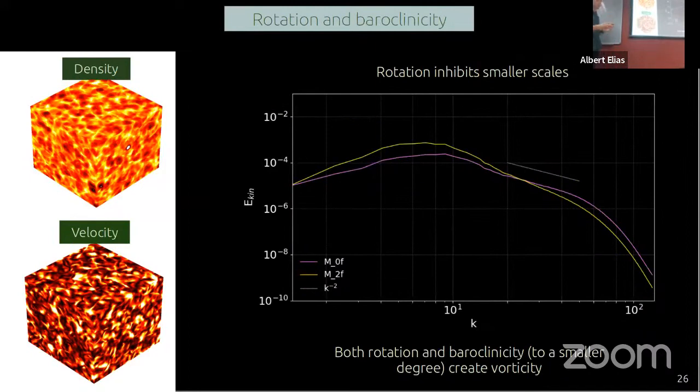And what happens with rotation, for example? With rotation, the yellow one, the slope gets steeper. This means that large scales are a bit enhanced, which is typical for rotation. Rotation normally inhibits smaller scales. When you have rotation, for example, when a planet rotates faster, it's more difficult to have smaller scales, and usually dynamo action is a bit not enhanced.